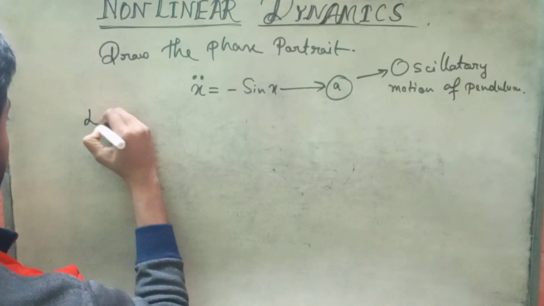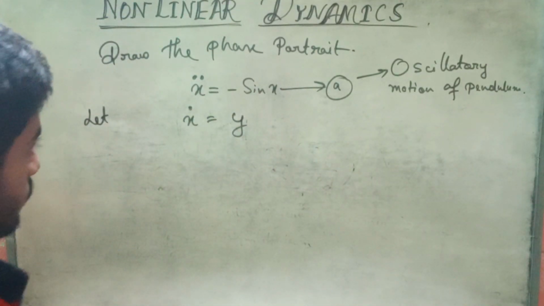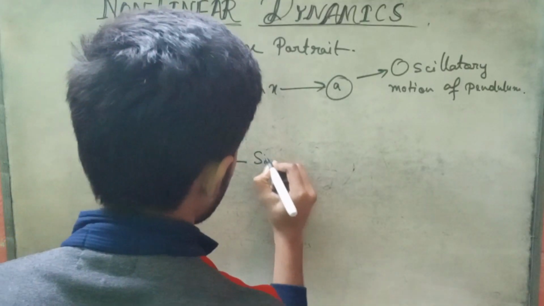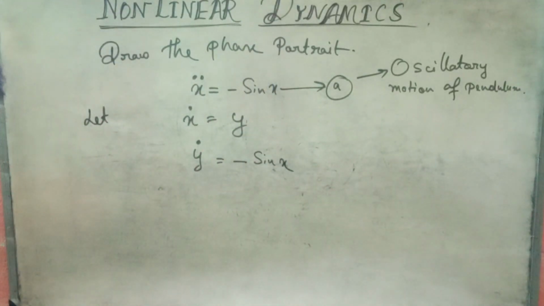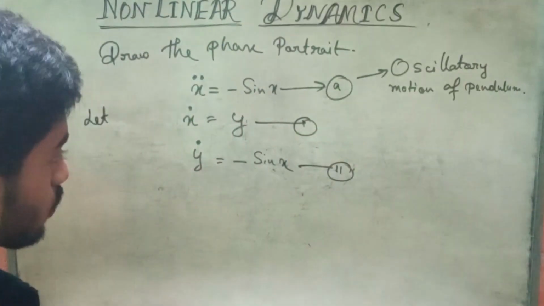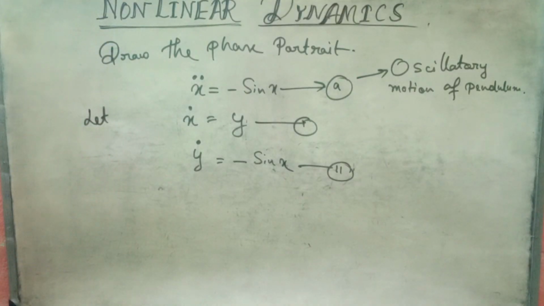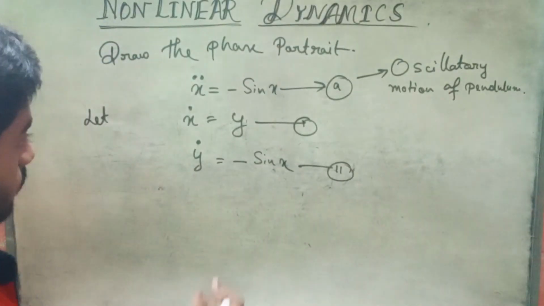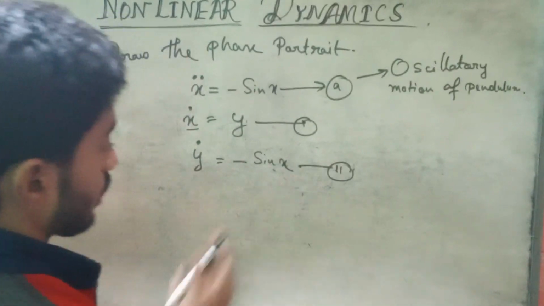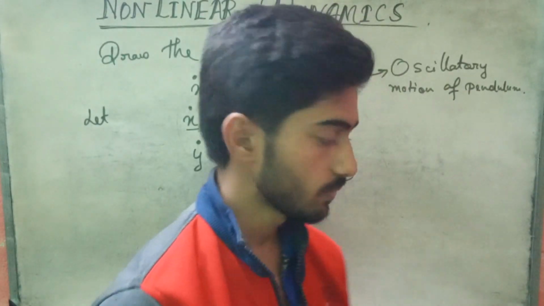So now let x dot equal y, and y dot equals minus sin x. So this is 1 and this is 2. These are two coupled differential equations. Why are they coupled? In the previous video I said that if the equation of x is dependent on y and the equation of y is dependent on x, that's why equations 1 and 2 are known as coupled differential equations.